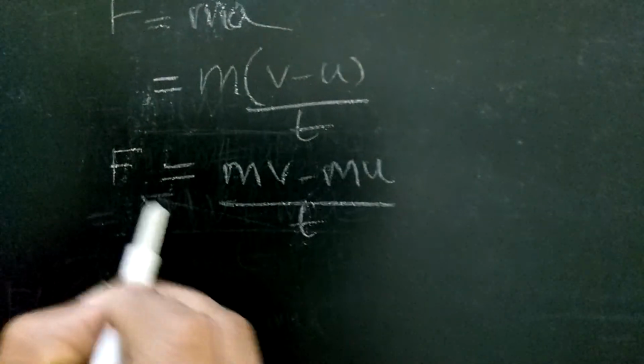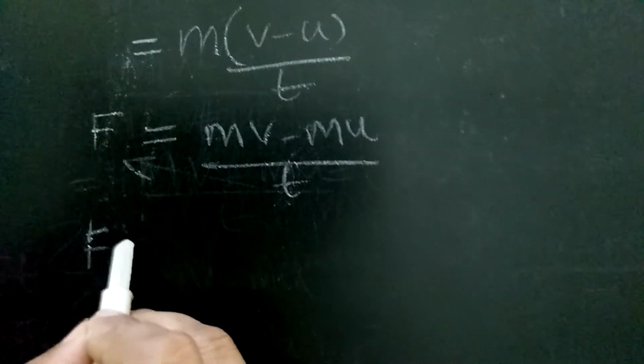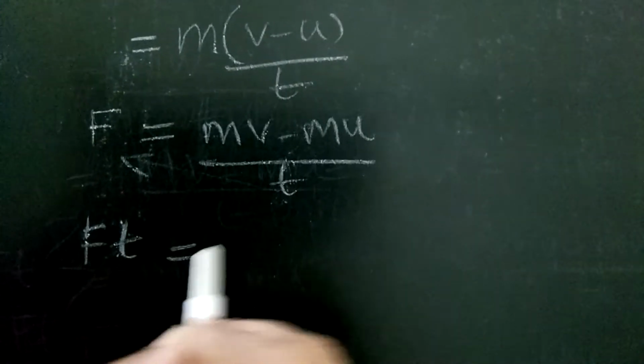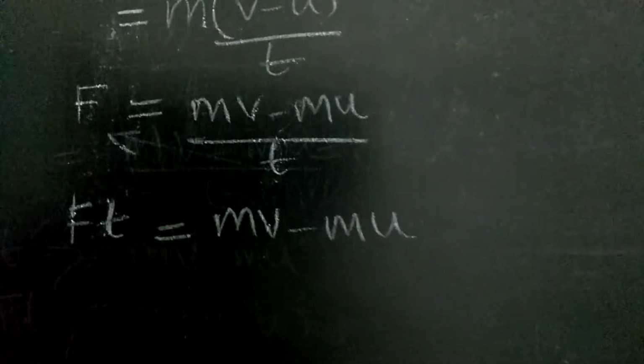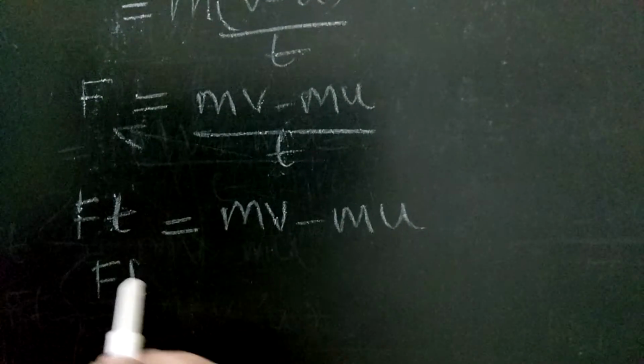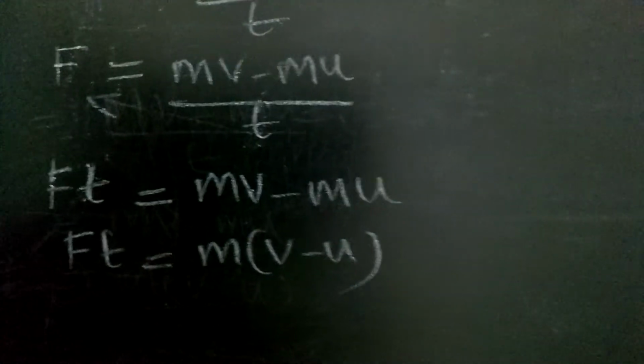So we can take t to this side. That means division becomes multiplication. So Ft is equal to mv minus mu. So we can write Ft is equal to m into (v minus u).